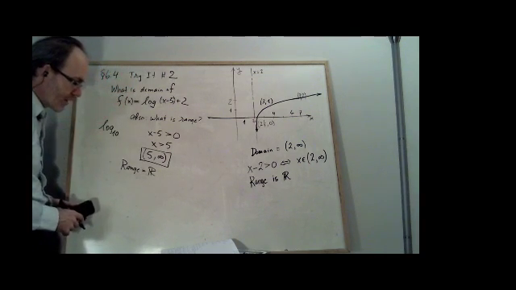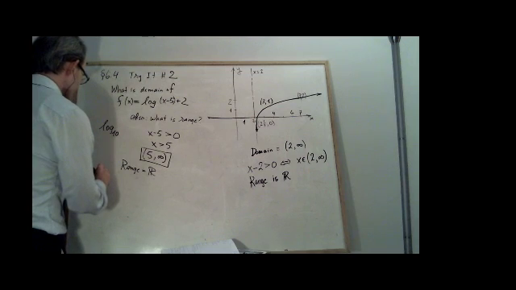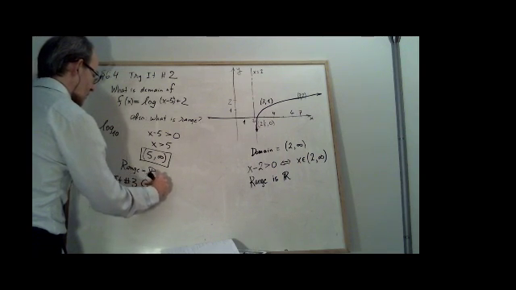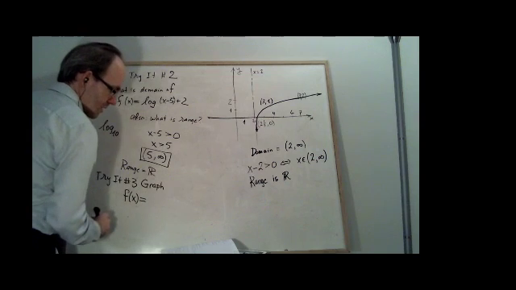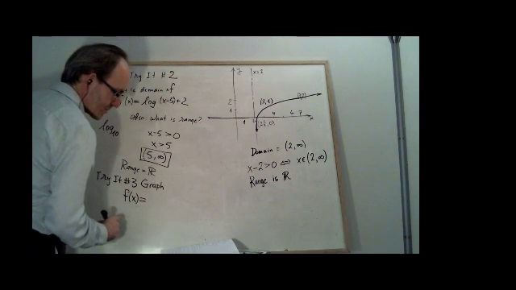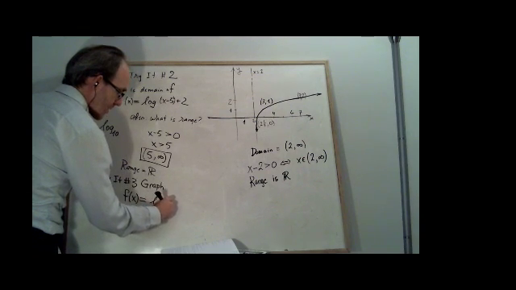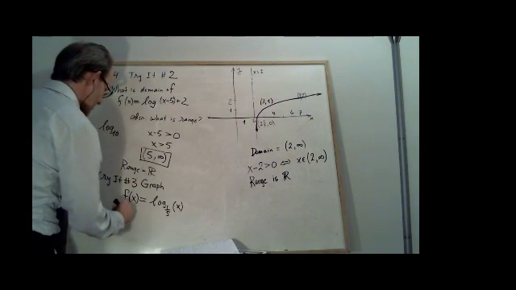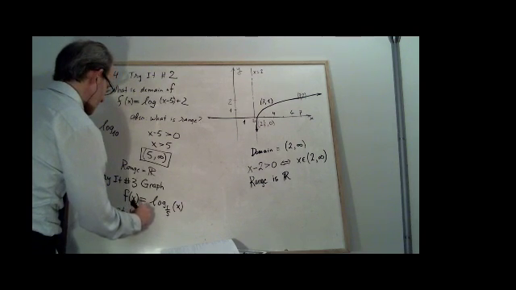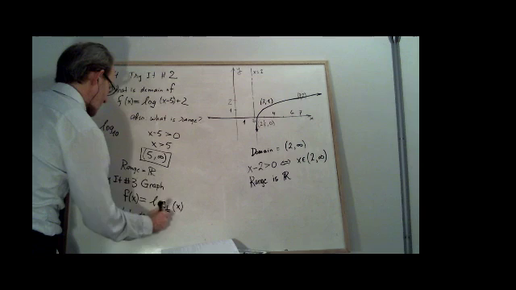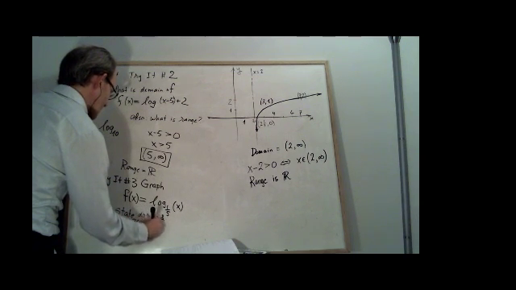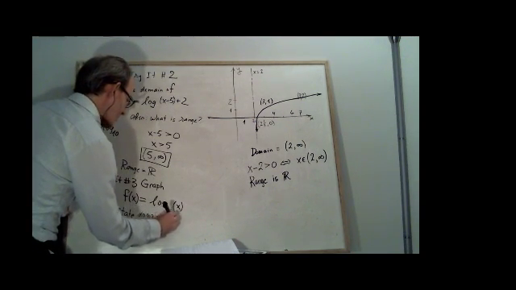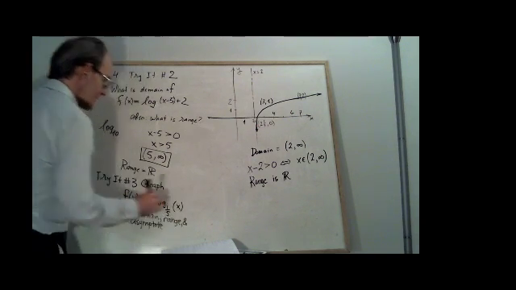Try number 3. Graph f of x is equal to log base 1 over 5 of x. State the domain, range, and asymptote.